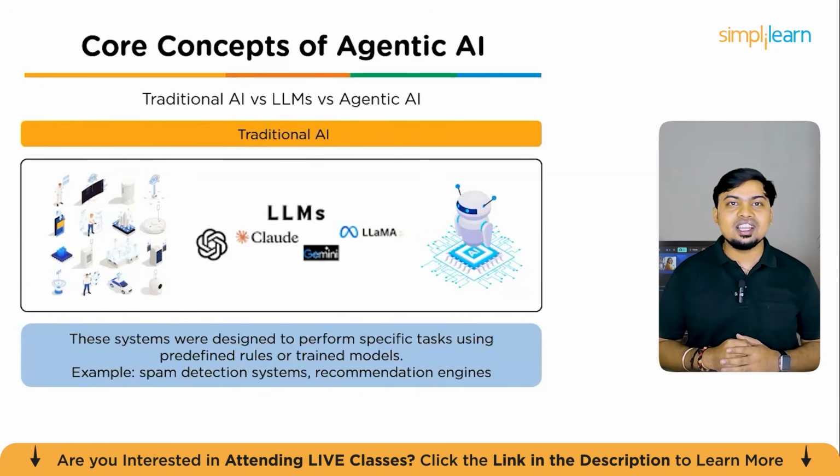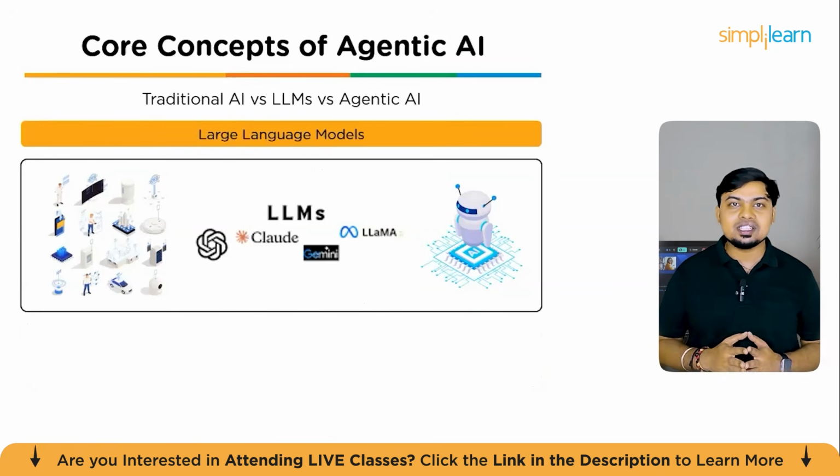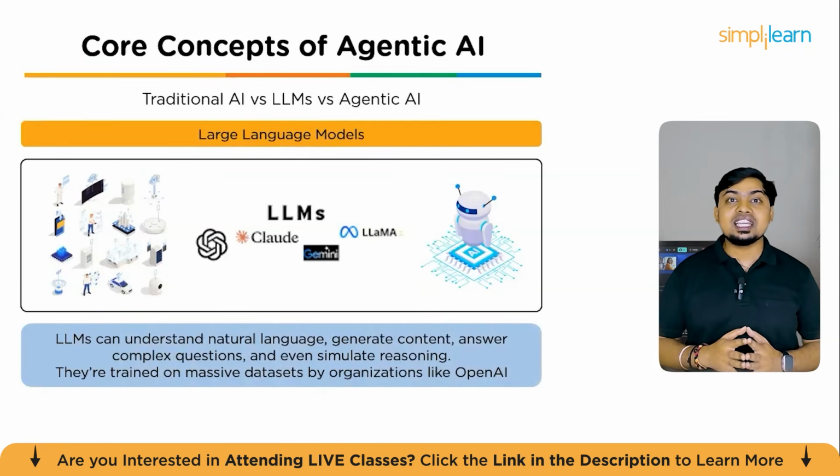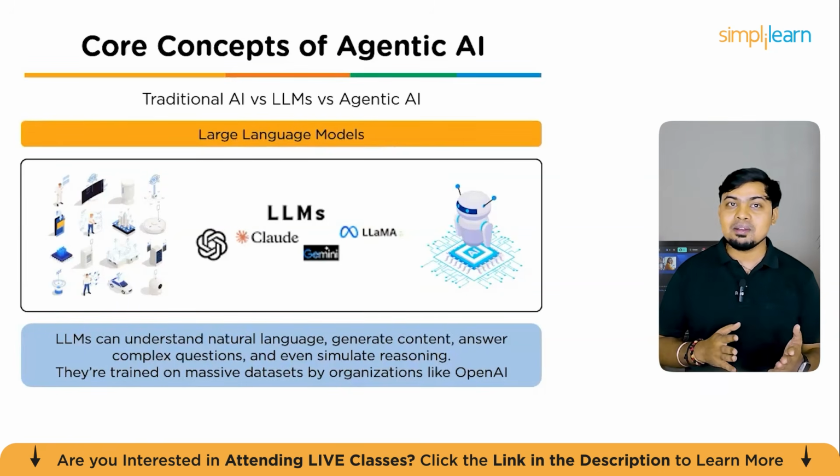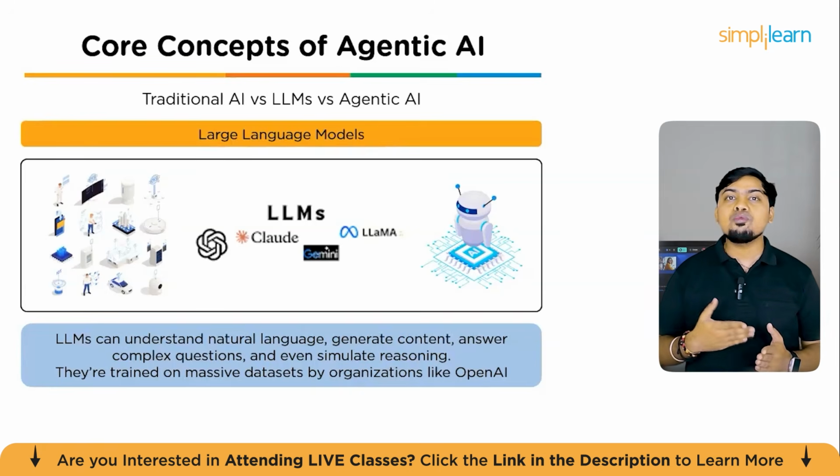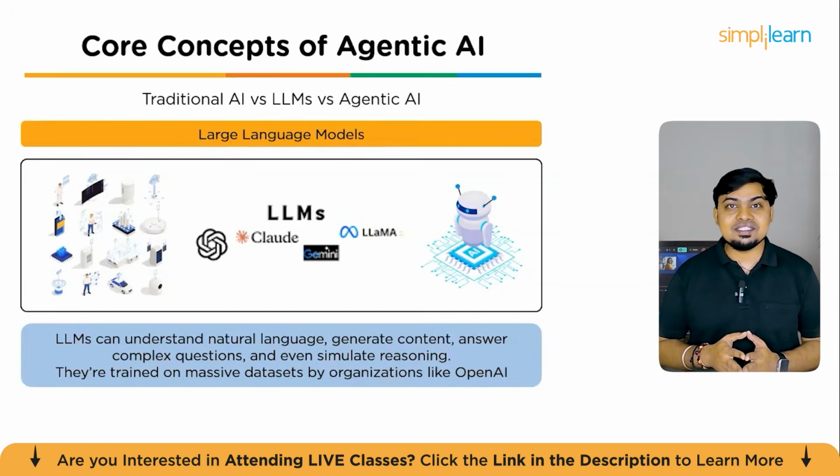Then came the second stage, large language models or LLMs. This was a major breakthrough. LLMs can understand natural language, generate content, answer complex questions, and even simulate reasoning. They were trained on massive datasets by organizations like OpenAI, Google DeepMind, and Meta. But even with all this power, LLMs still operate in a simple workflow: prompt to response to stop. You ask something, they respond, and the interaction ends there. They don't independently execute tasks and they don't manage goals over time. So while LLMs are intelligent, they are still reactive systems.